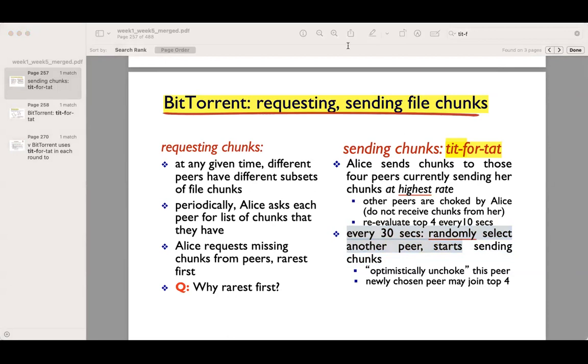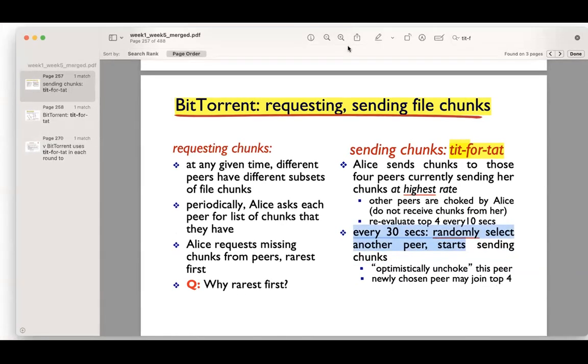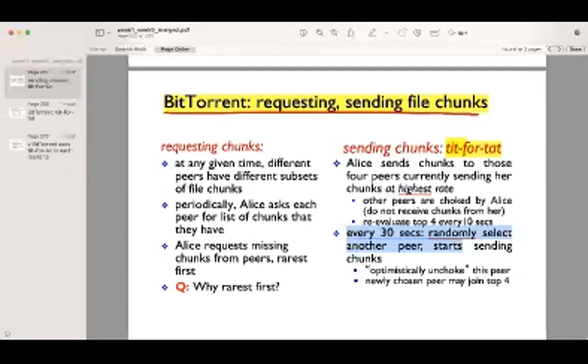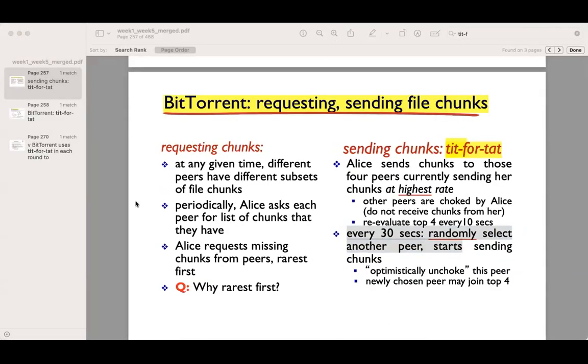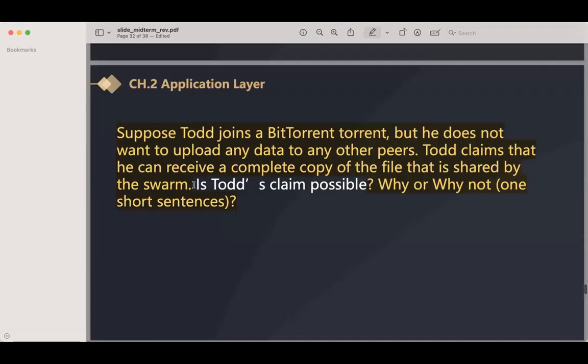So we can come back to the slides and try to answer this question right now. So is it possible, if I share nothing, if Todd doesn't want to share anything, is it possible for him to get a whole file? The answer is yes, right? Because every 30 seconds, we will share the content.